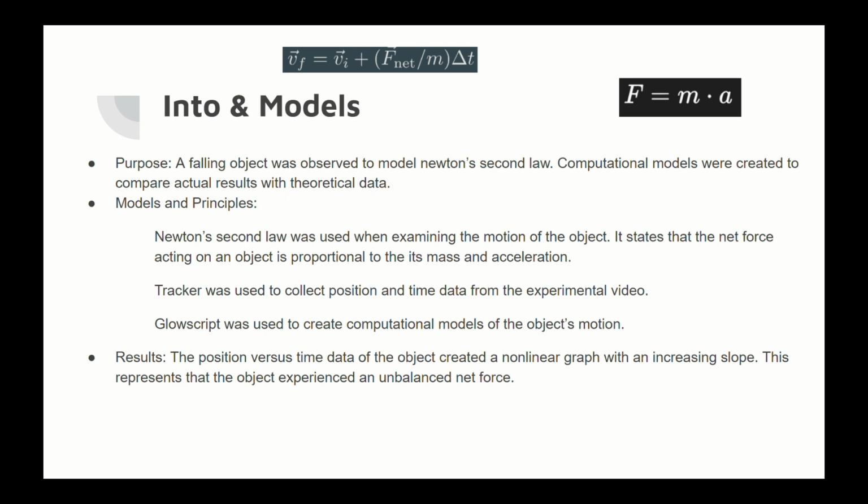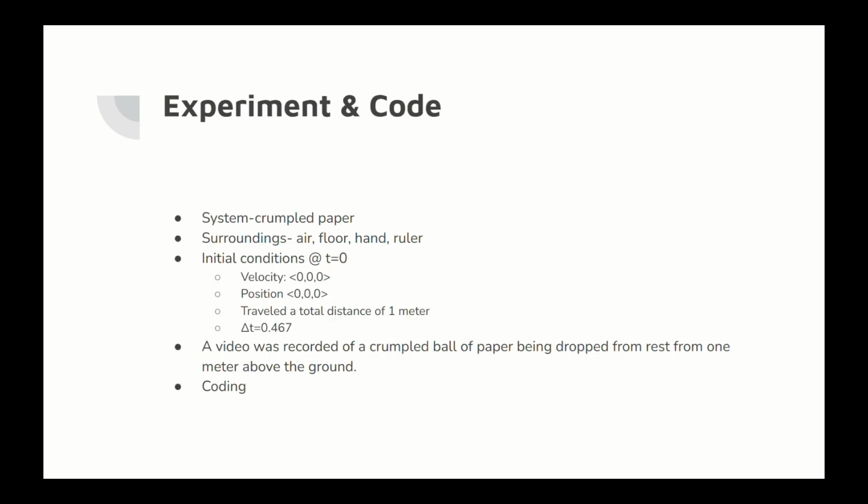Tracker was used to collect position and time data from the experimental video, and GlowScript was used to create computational models of the object's motion. The position versus time data of the object created a nonlinear graph with an increasing slope, suggesting that the object experienced an acceleration. And in the experiment and code, we have the system as the crumpled paper, the surroundings as everything else around it, including the air, floor, hand, ruler, etc.